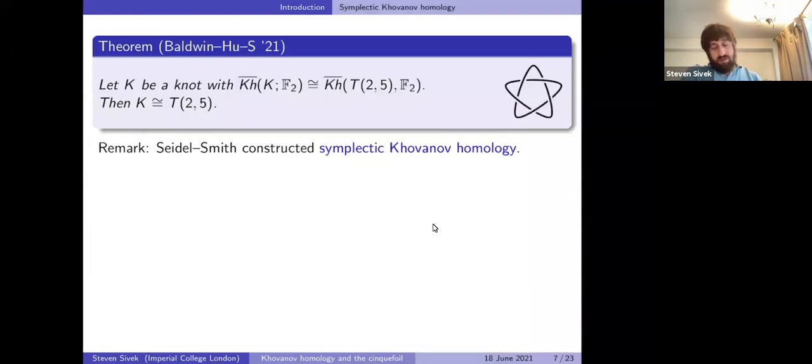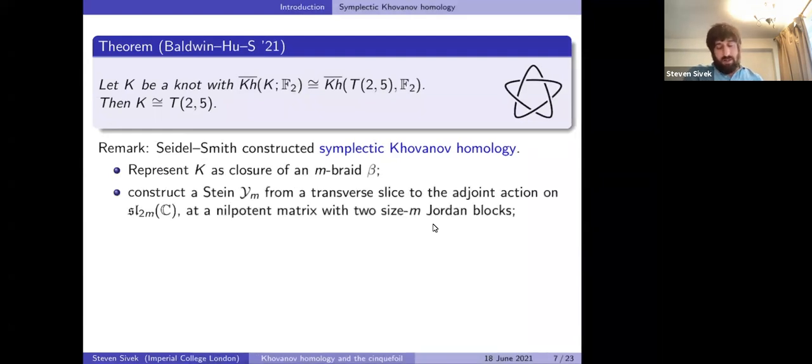So as a remark along those lines, there's a symplectic version of Khovanov homology due to Seidel and Smith. What you do is you take your knot, you represent it as the closure of an m-stranded braid.